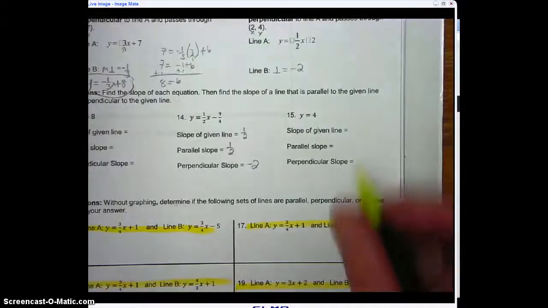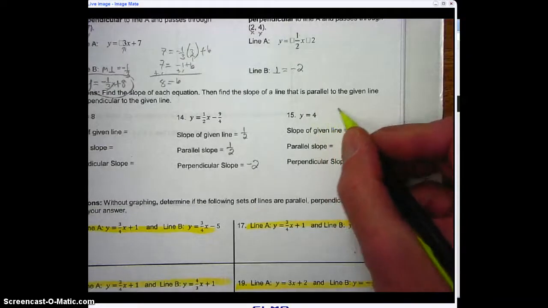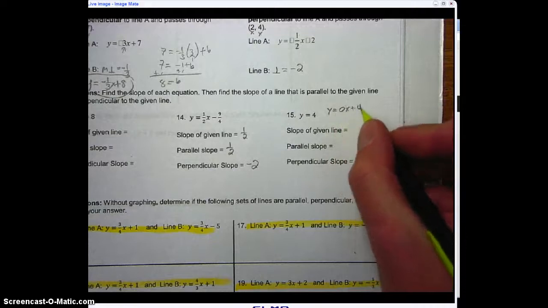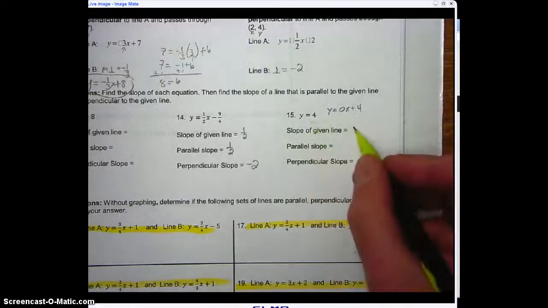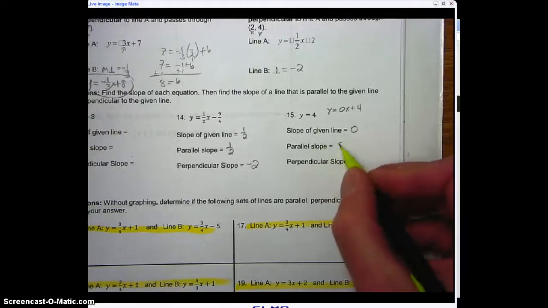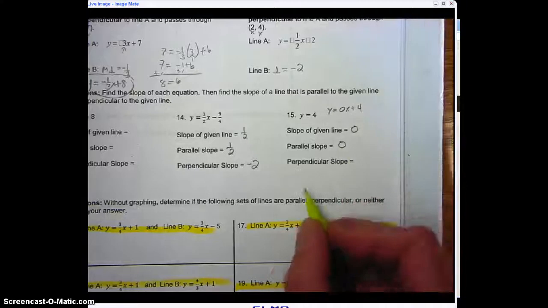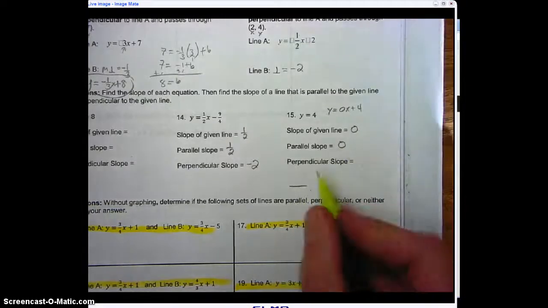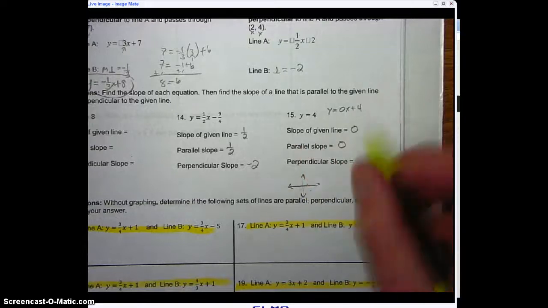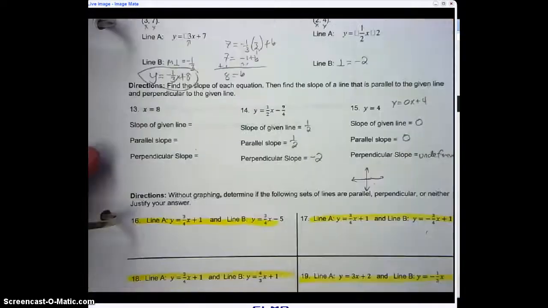Let's do number 15. y equals 4. What's missing in this problem? Hopefully you said x is missing. Well, isn't it really y equals 0x plus 4? The slope of the given line then must be 0. Parallel slopes are the same as the given slope, so it is 0. And what is perpendicular to a 0 slope? Remember, this is 0 fun. The slope of that line is 0. Perpendicular must be that line, which is undefined.